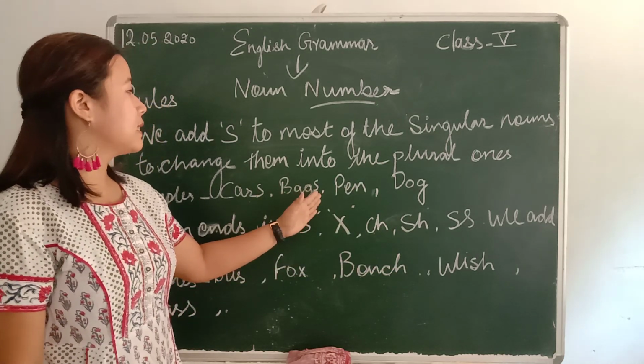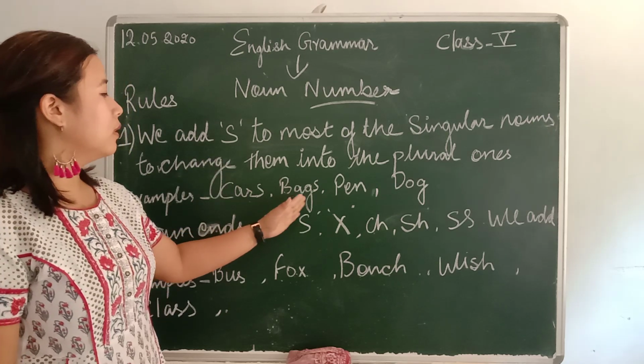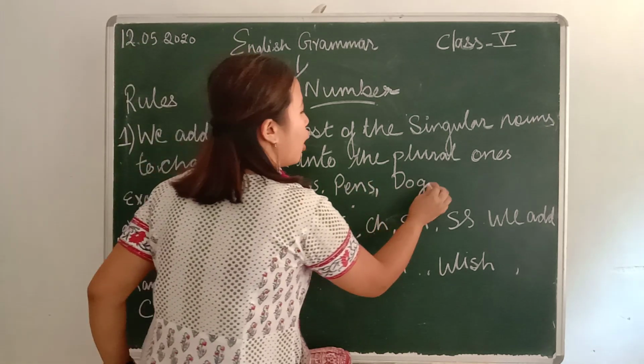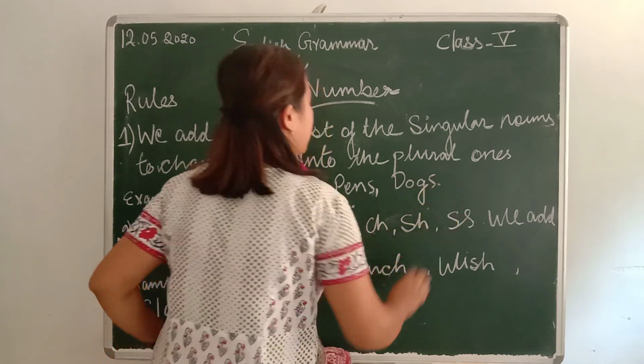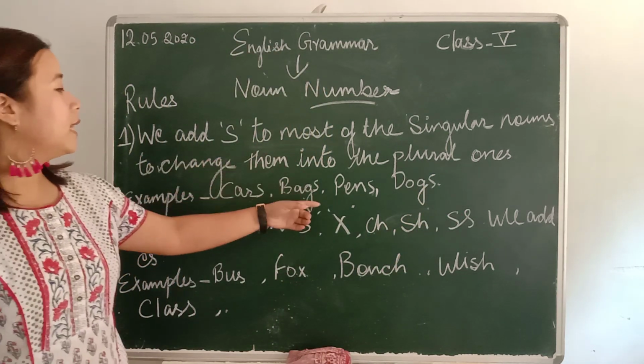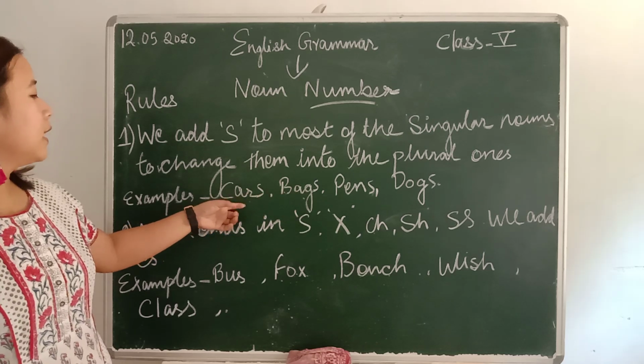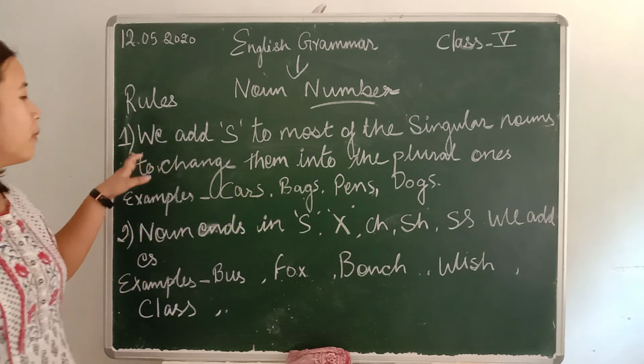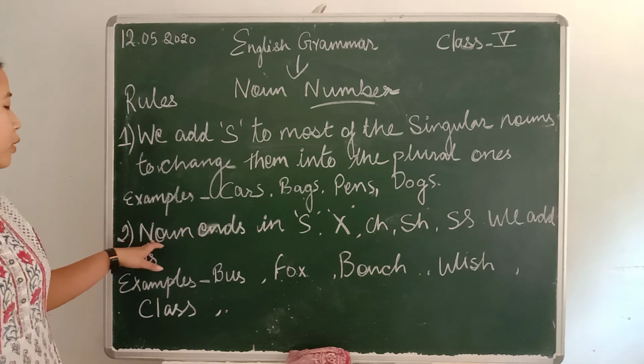If you are talking about more than one bag, pen or dog, then we have to put s on this word. So pen becomes pens, dog becomes dogs. So to change this word into a plural form, we add s. So rule number 1 is that. So we go to rule number 2.